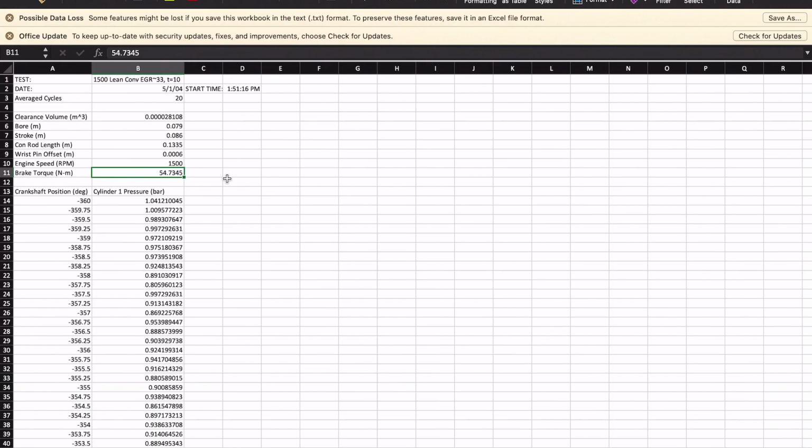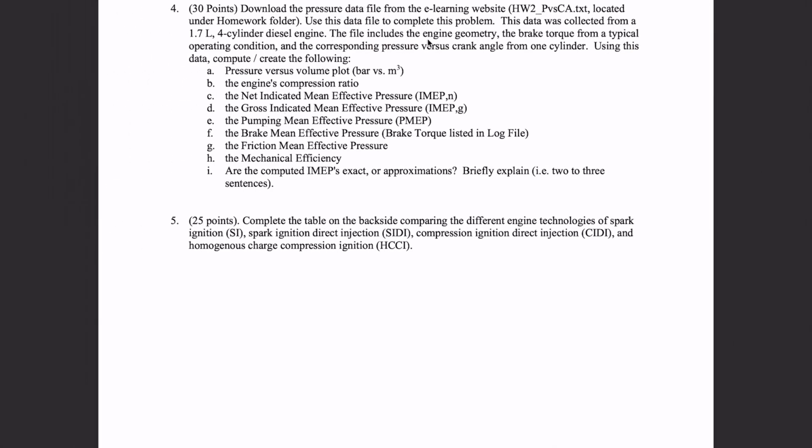Now, one common question is, if you read the problem statement closely, you'll note that it says that the data was collected from a 1.7 liter four-cylinder diesel engine. And at some point, we have to calculate the displaced volume for a given cylinder. So very often what students will do is they'll just take this 1.7 and divide it by 4 and provide a per cylinder displaced volume. Well, that's sort of correct. It's only correct in an average way.